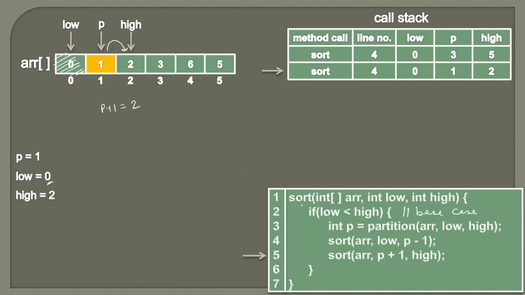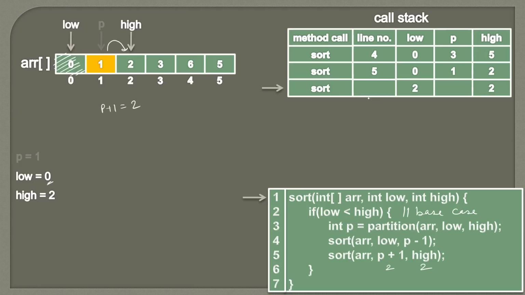So now we will leave this sort method. We first update the line number here, that we are leaving at line number 5. And we are calling this sort method with P plus 1 as our low, which is 2, and high as 2. So there will be one more method on the call stack with low as 2 and high as 2. So it would look something like this.